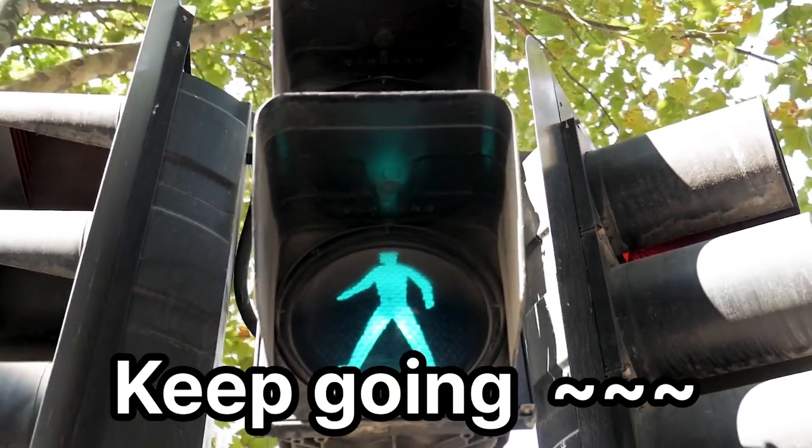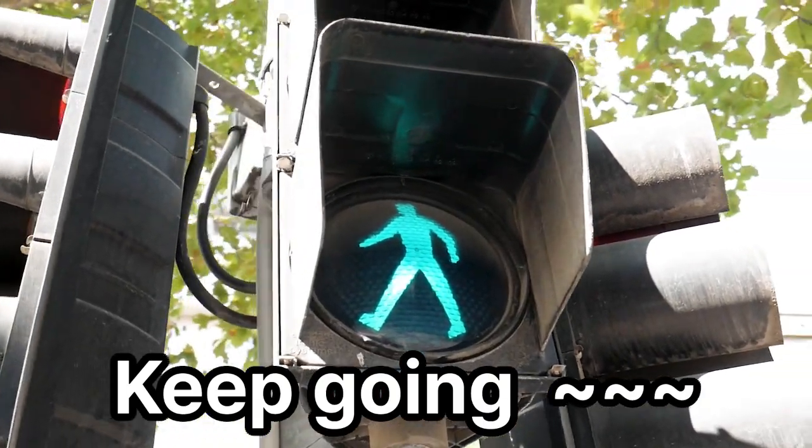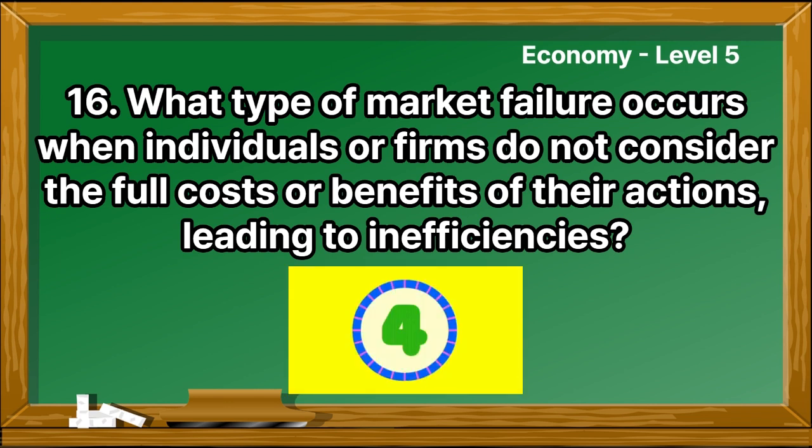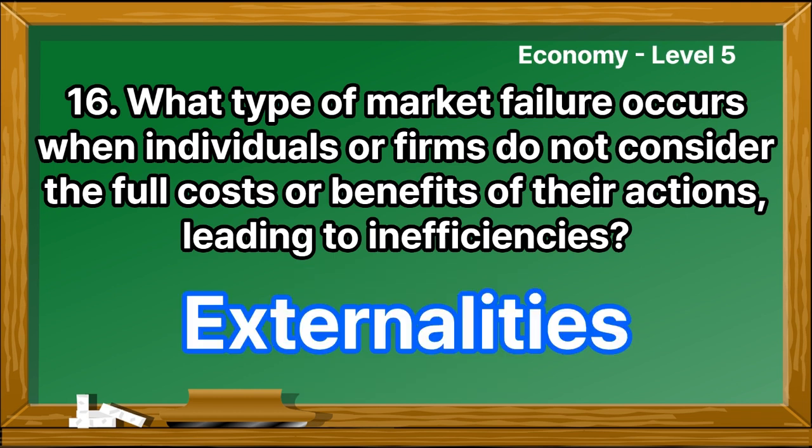Keep going. What type of market failure occurs when individuals or firms do not consider the full costs or benefits of their actions, leading to inefficiencies? Externalities.